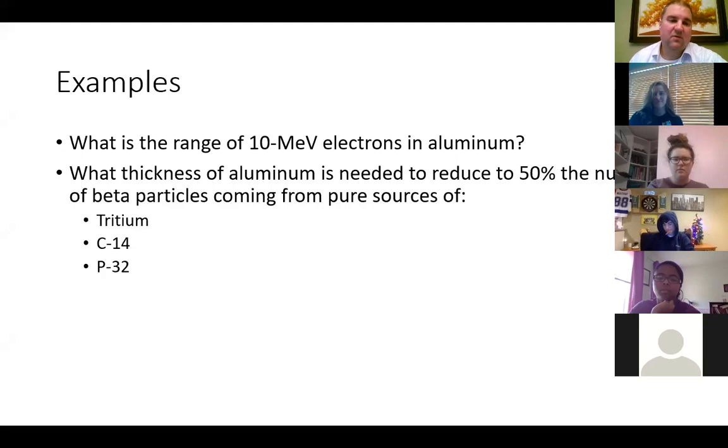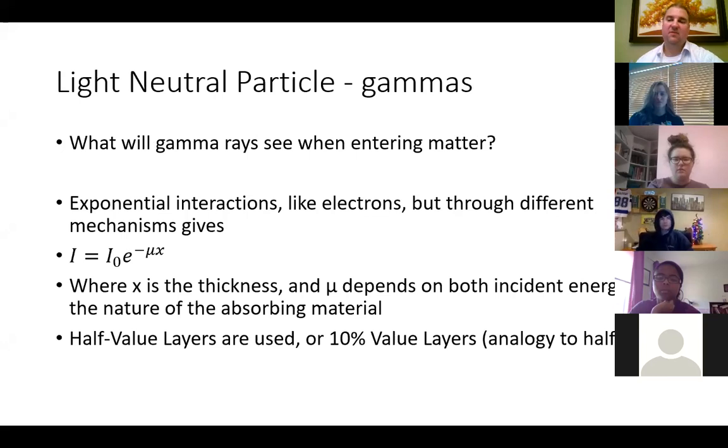So moving along, that kind of covers our charged particles. Now we want to talk some about neutral particles. Our neutral particles, our gammas, are going to be the main thing we're going to talk about, and then we'll wrap up with neutrons a little bit. So coming back and putting yourself in the shoes of these particles, now imagine that you're a gamma particle. You're just shooting through space, right? You're a ray of light. What are you going to see when you enter that matter?